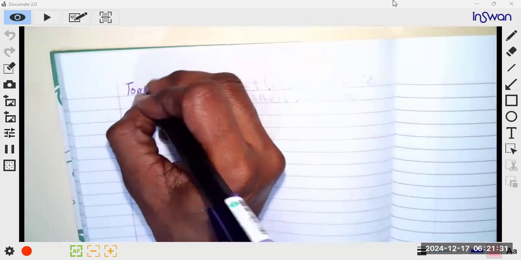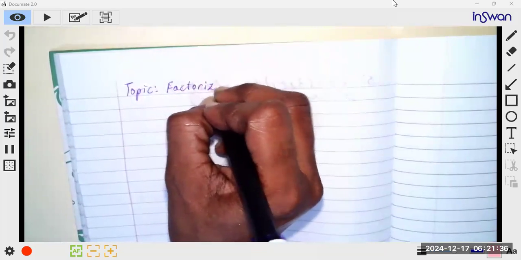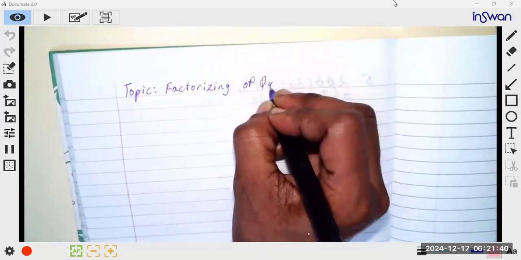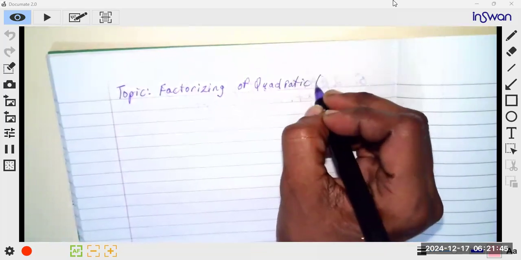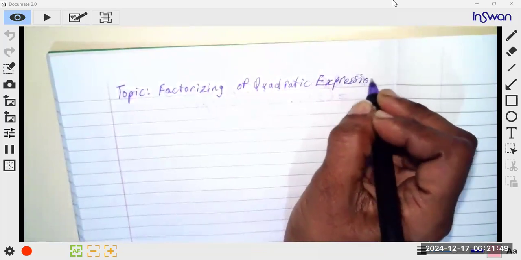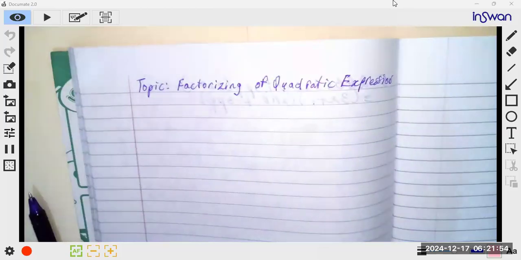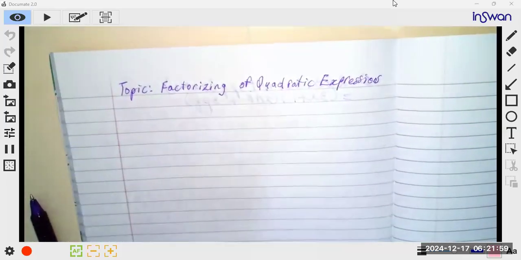All right. So today our topic is factorizing quadratic expressions. So that's what we're gonna do today. Yay! So factorizing quadratic expressions. That's the first thing. Before that we need to know, first of all, what is a quadratic expression?